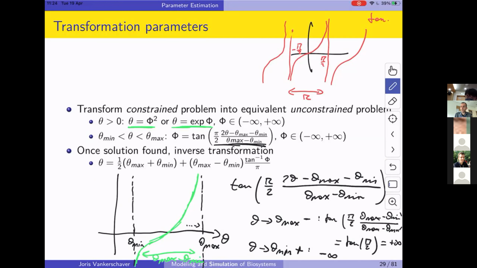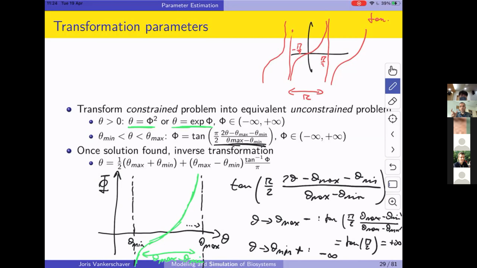And what does this whole function buy us? Well, if we call this function tan of pi over 2, etc., if we call this phi, if we put phi on the y-axis here, then what we basically have is that when theta ranges from theta min to theta max, phi can range from minus infinity to plus infinity.